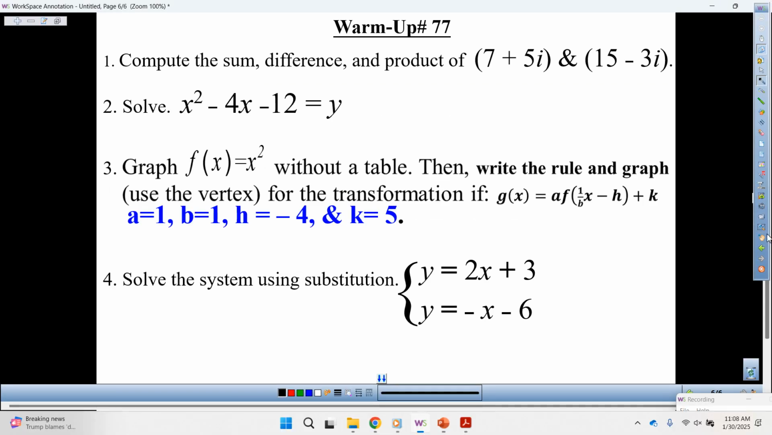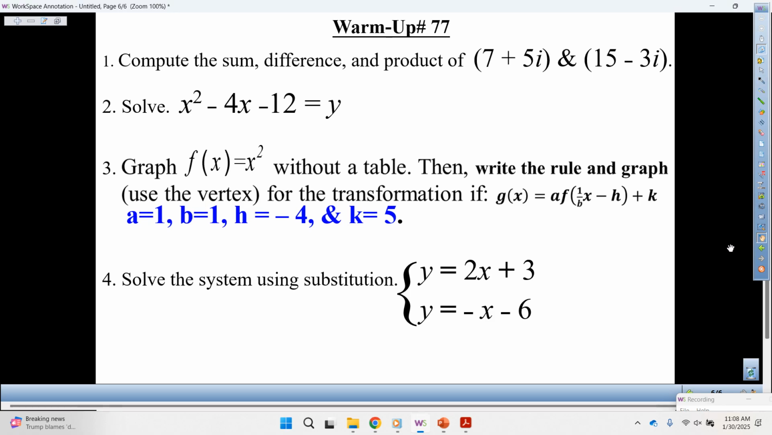Once again, by now, number 1 should be automatic since we've been doing this for a couple of weeks and it was part of your homework last night. So what did you get for the sum? Let's go with Kelly. What did you get for your sum, Kelly? 22 plus 2i. Hands, have you got that? That is correct.